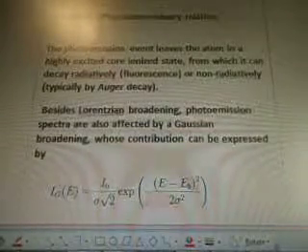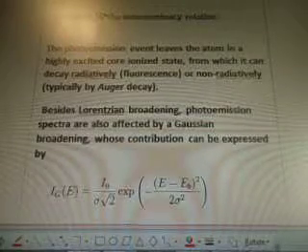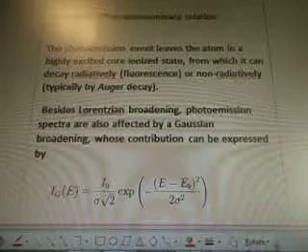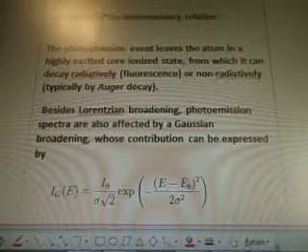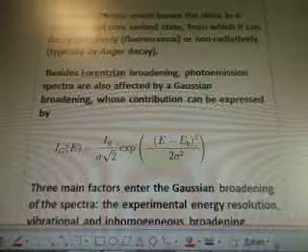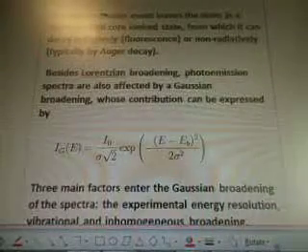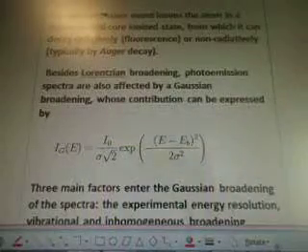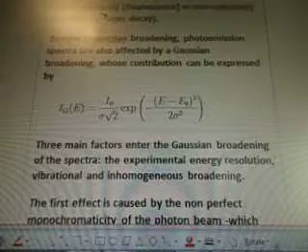So the photoemission event leaves the atom in a highly excited core ionized state from which it can decay radiatively, fluorescence, or non-radiatively, typically by Auger decay. Besides Lorentzian broadening, photoemission spectra are also affected by Gaussian broadening, which we talked about before, whose contribution can be expressed by this equation.